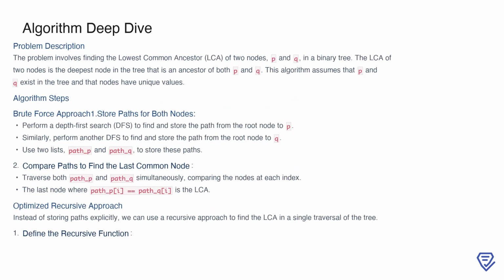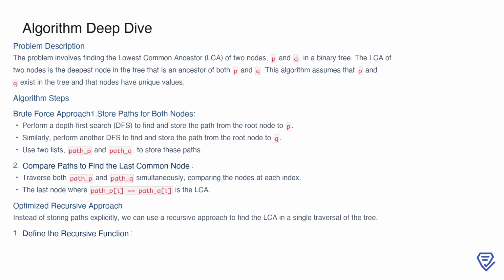The problem of finding the lowest common ancestor, or LCA, in a binary tree revolves around identifying the deepest node that serves as a common ancestor for two given nodes, P and Q. To clarify, the LCA is the lowest node in the tree that has both P and Q as descendants, where a node can be considered its own descendant.